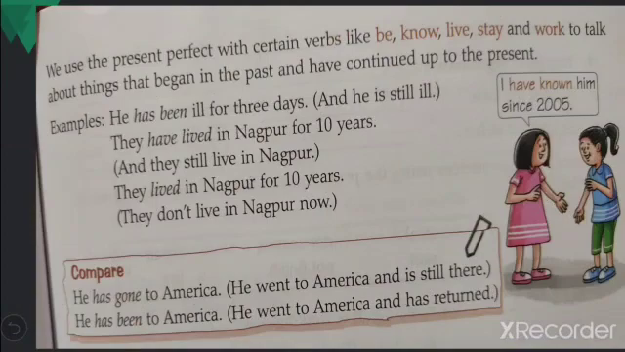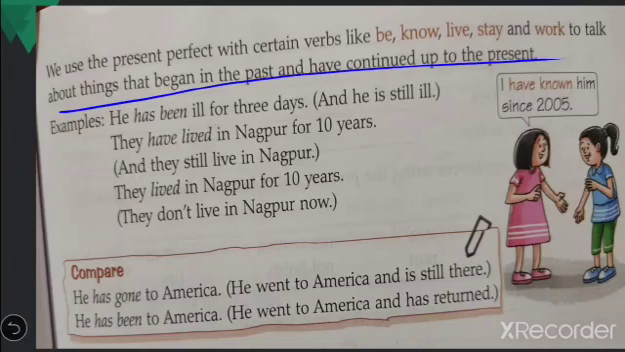We use the present perfect with certain verbs like be, know, live, stay, and work to talk about things that began in the past and have continued up to the present. This we have learned in a previous video also, that present perfect tense shows that the action began in the past and continues in the present. Some effects are in the present. But here you have to remember these words: be, know, live, stay and work.